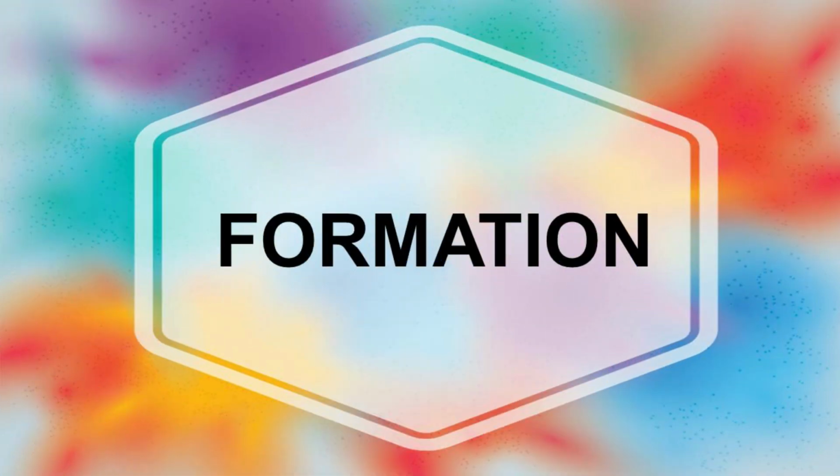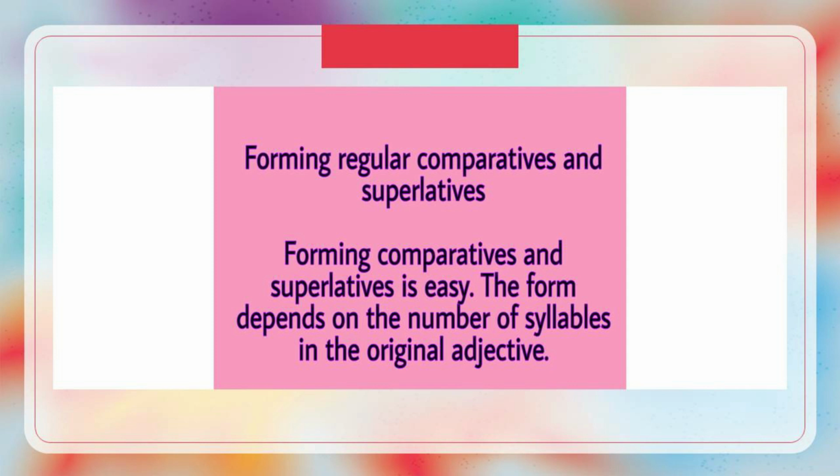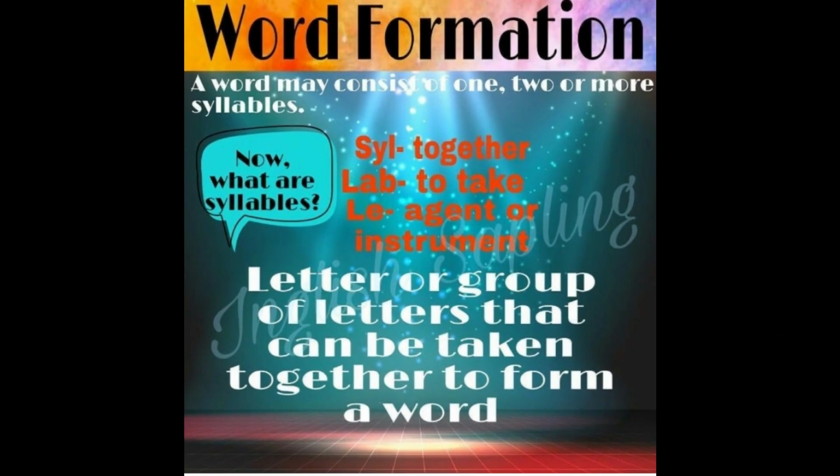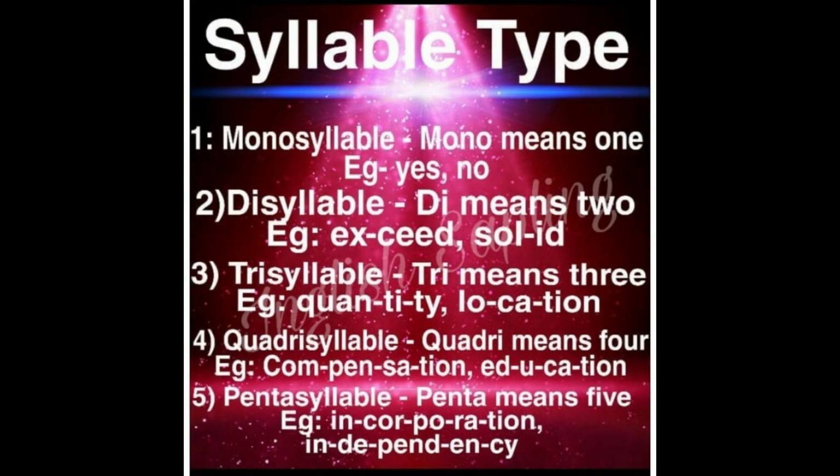Now, let's understand the formation of the degrees of comparative. Forming regular comparatives and superlatives. Forming comparatives and superlatives is easy. The form depends on the number of syllables in the original adjective. Now, you all are wondering what syllables are. A letter or group of letters that can be taken together to form a word is known as a syllable. A word may consist of 1, 2 or more syllables.